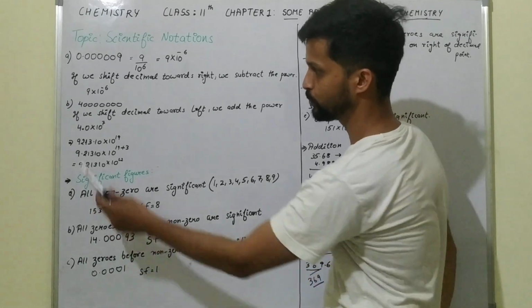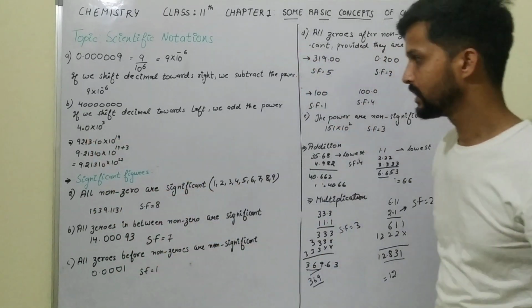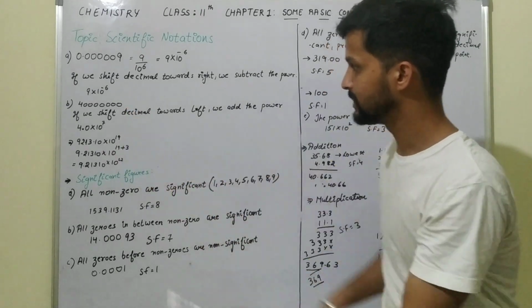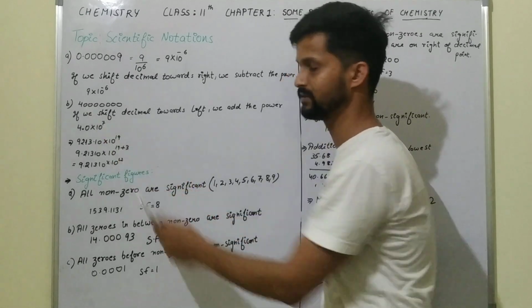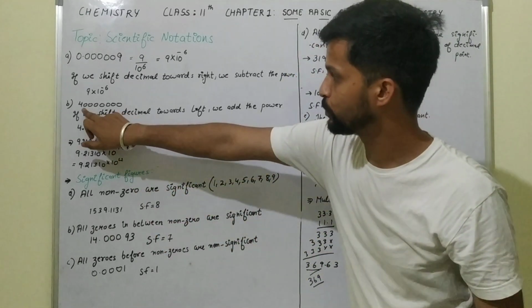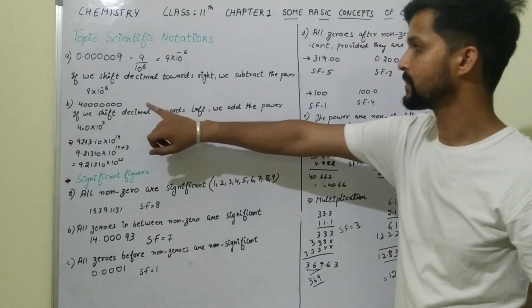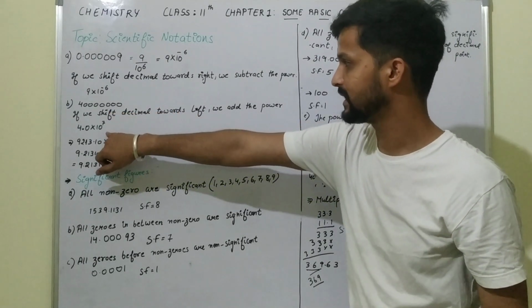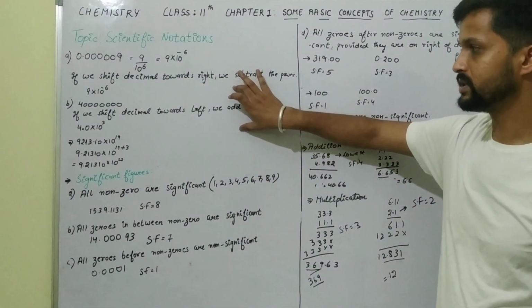Clear? If I want to put the decimal after the 4, we have to count the zeros: 1, 2, 3, 4, 5, 6, 7. Clear? So here I want to put the decimal after 4. At that time I shift the decimal towards the left, and we have to add the power. So these are the two rules which are used.